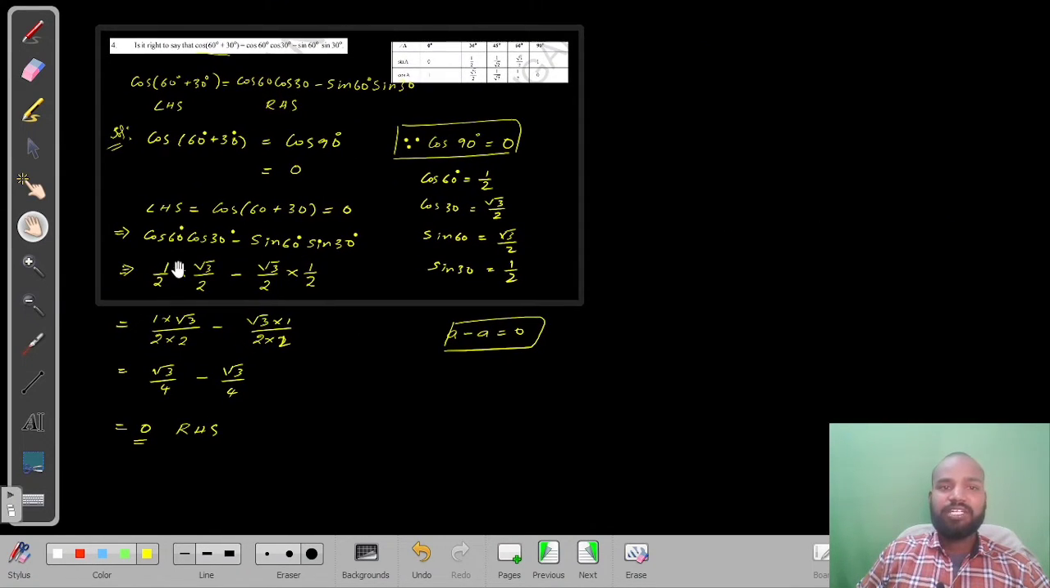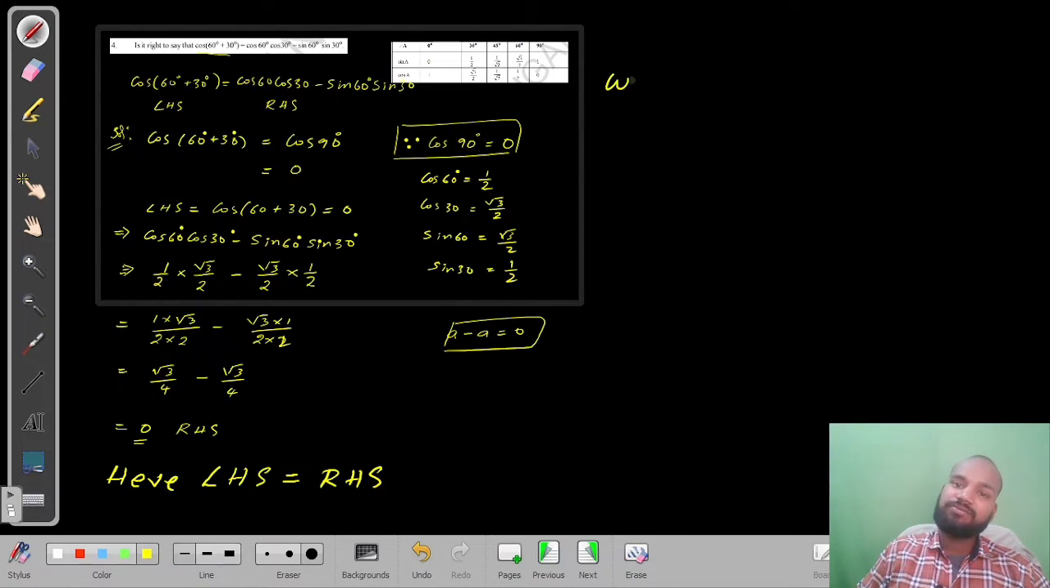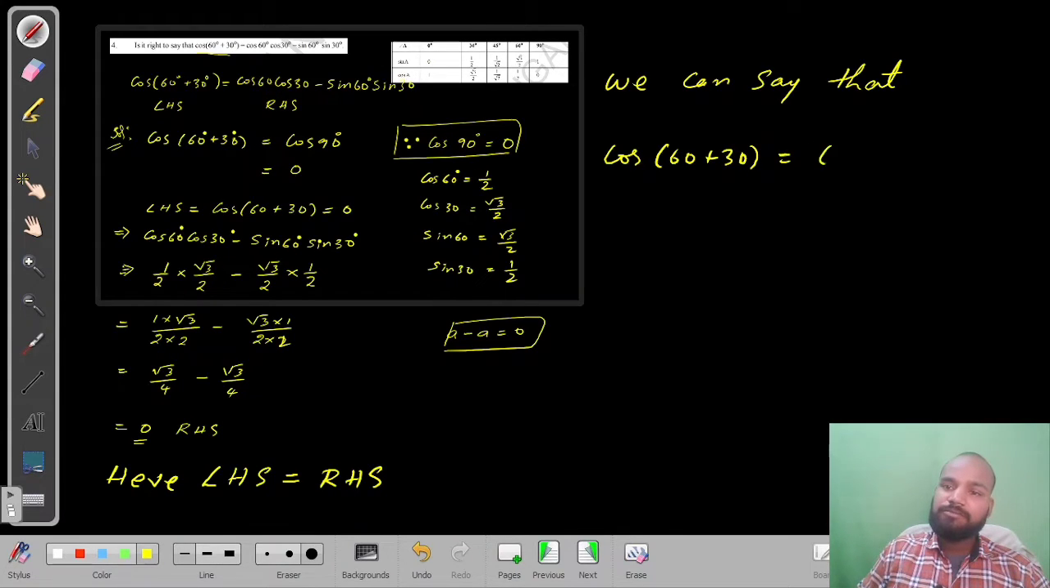So first see what we get here. LHS side is 0 and RHS side is 0. Yes or no? Both are equal. Here LHS, left hand side, equals right hand side. Therefore we can say that cos 60 plus 30 equals cos 60 cos 30 minus sin 60 sin 30.